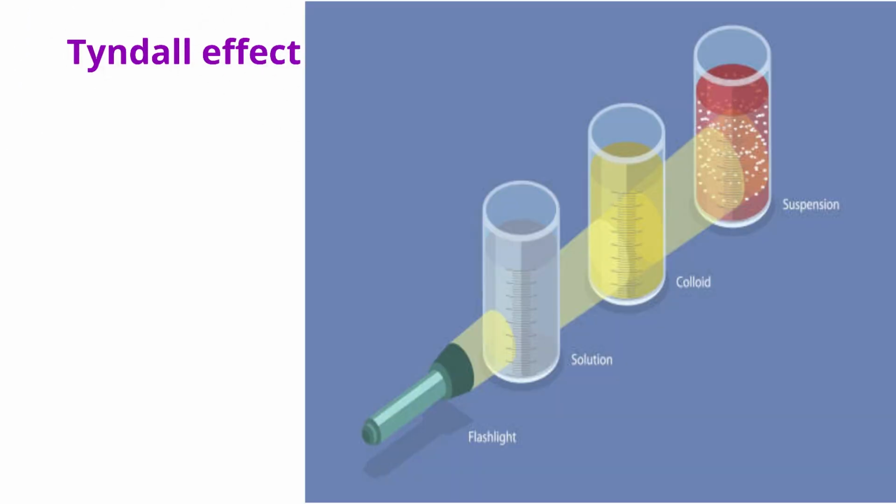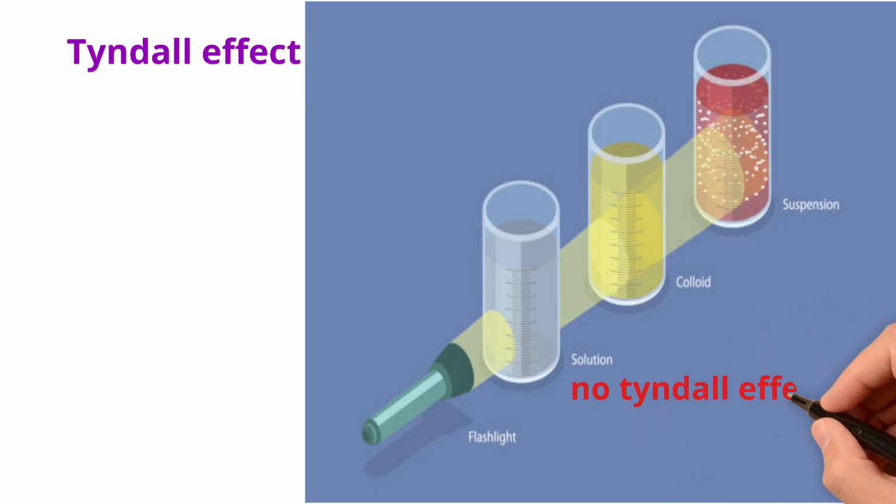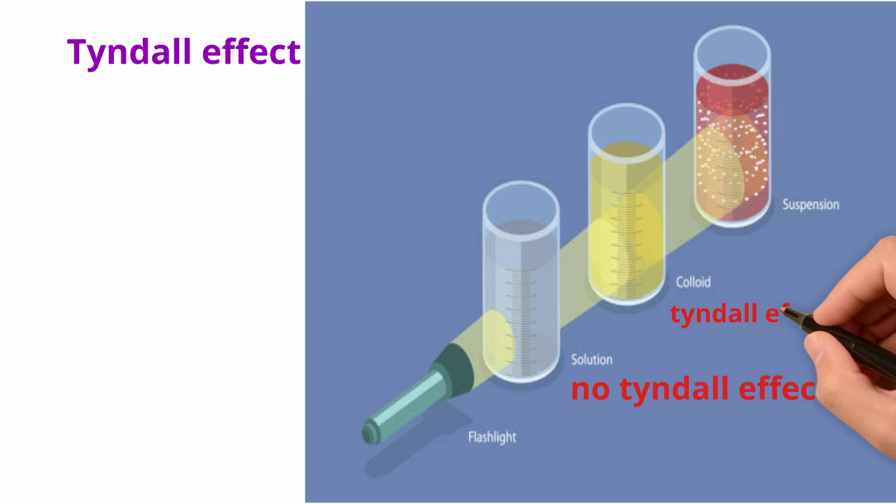Tyndall effect. When a beam of light passes through a solution, we don't observe the Tyndall effect because the beam of light is not scattered by the solution. Therefore, we cannot observe the beam of light as well as the particles of the solution. That's why we don't observe the Tyndall effect in a solution.